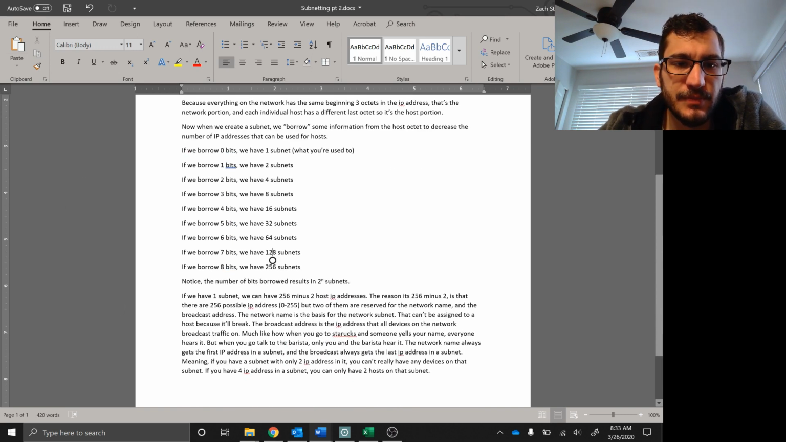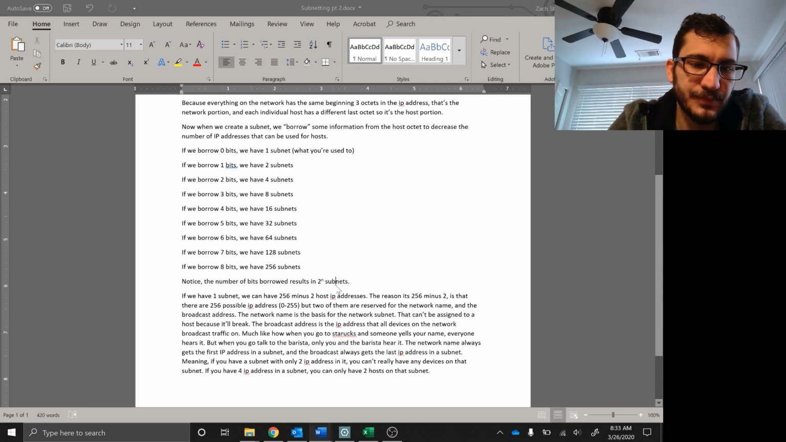This is my little cheat sheet. So if we borrow 0 bits, you have 1 big subnet. That's what you have at home. If you borrow 1 bit, you have 2 subnets. 2 bits, 4 subnets. 3 bits, 8. 4 bits, 16. 5 bits, 32. 6 bits, 64 subnets. 7 bits, 128 subnets. 8 bits, 256. This almost never happens. Notice the number of bits borrowed results in 2 to the n subnets, which we just went over.